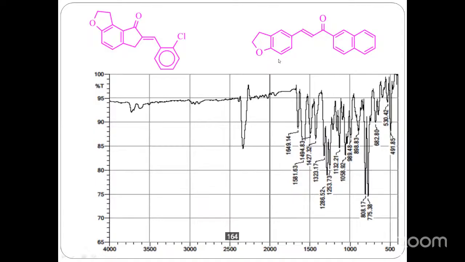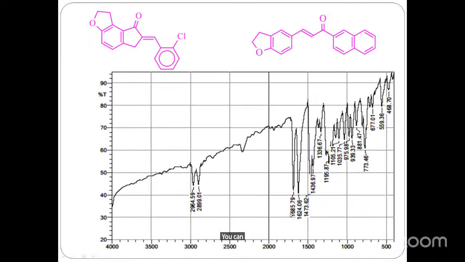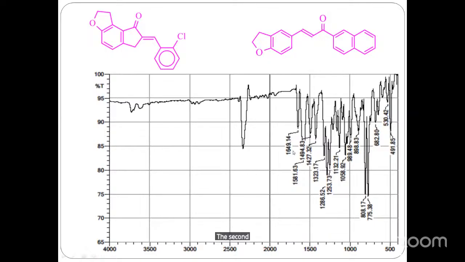Yes, absolutely right. What was the frequency in the IR spectrum of the first compound? Let me show you. You can locate it. It was 1685. So the first compound is having 1685. The second compound is having 1649. So the carbonyl group of the second compound vibrates at lower frequency than the carbonyl group of the first compound.